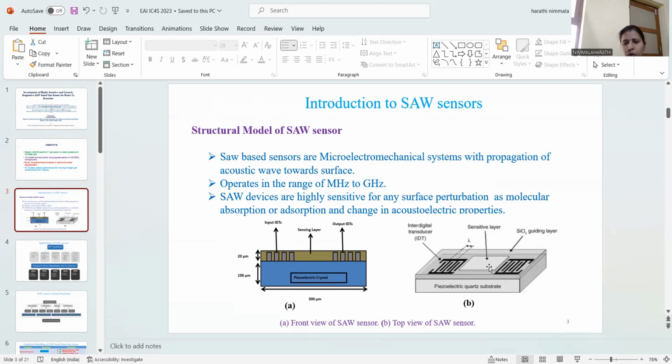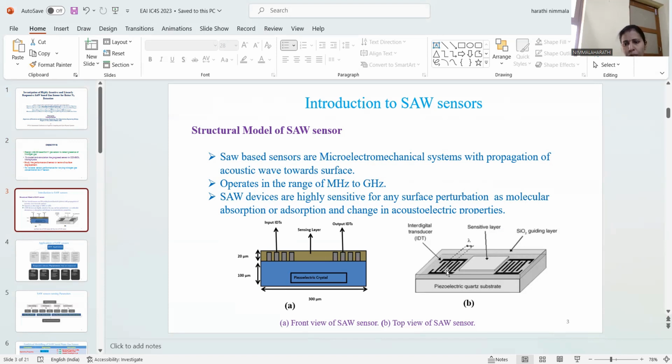Here, the surface acoustic wave sensor consists of four important parts. Mainly the piezoelectric substrate, which forms the basement for the sensor, and secondly, the input IDT and the output IDT. IDT stands for interdigitated transducers, and the input and output IDTs are wrapped within a sensing layer, which is placed over the piezoelectric substrate. And the operation is as follows.